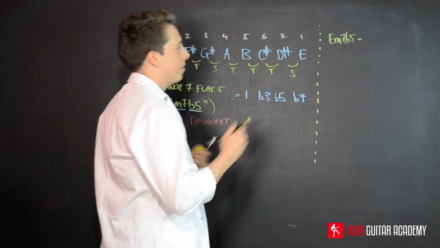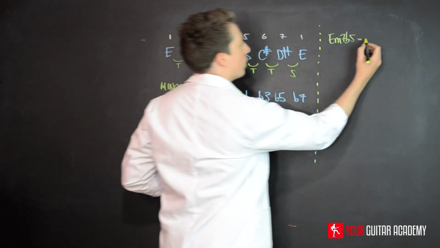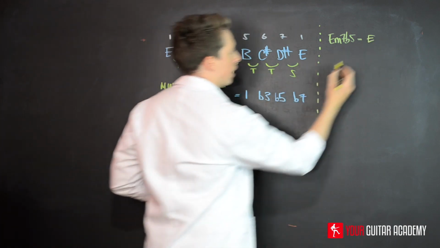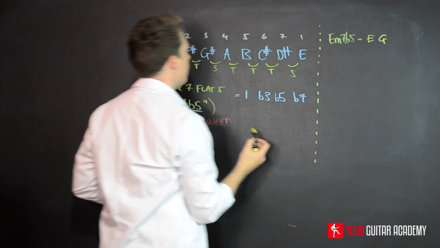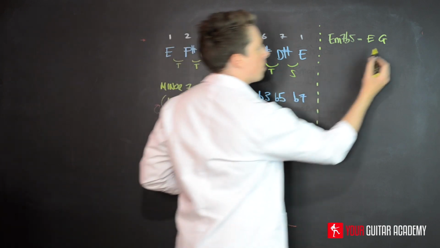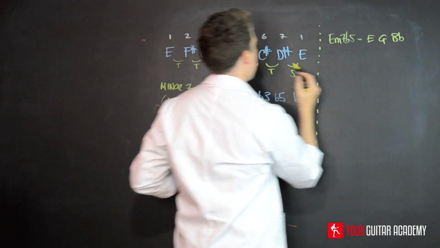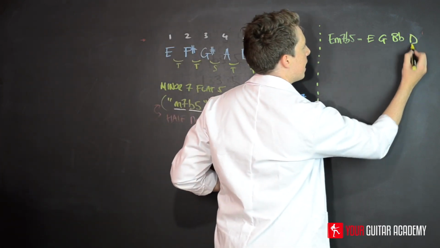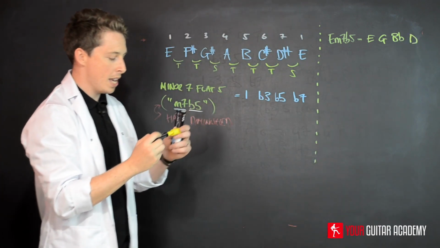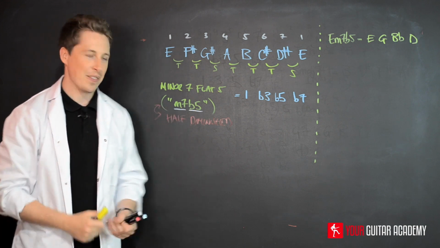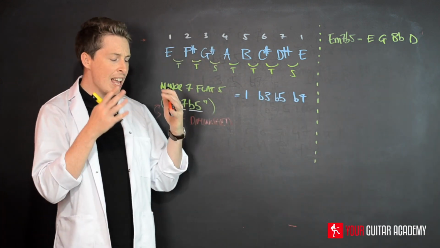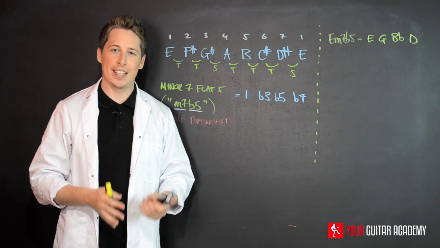E minor 7 flat 5 is going to be the root of E, then we've got the third flattened, so that will be a G. Then we've got the fifth flattened, so that will be a B flat, and then finally we've got the 7 flattened, so that will be a D, and there you have your E minor 7 flat 5. So try and put these 4 notes on the guitar and have a listen to what they sound like.